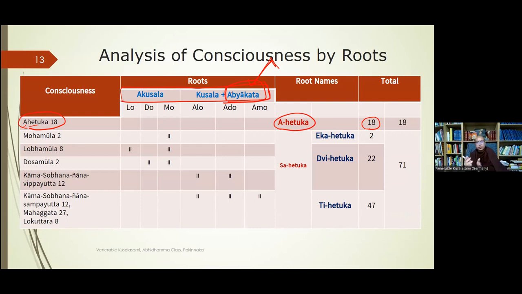But most Abhidhamma learners don't know why it is called ahetuka or rootless consciousness. This is the way to see it. And if you exercise with the other consciousness, you will understand more. So next one, Moha Mula 2, delusion-rooted consciousness.